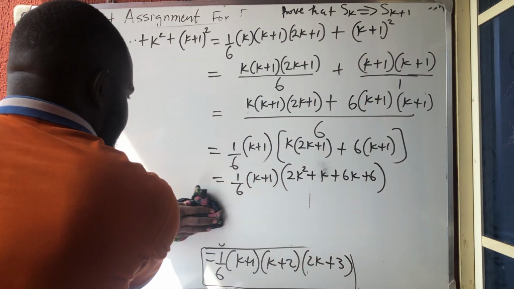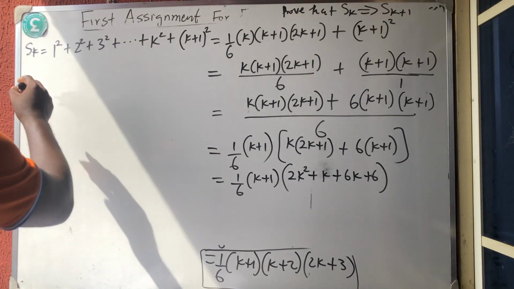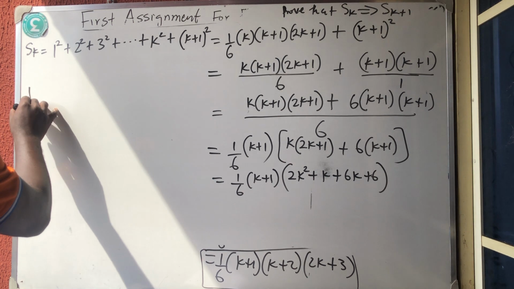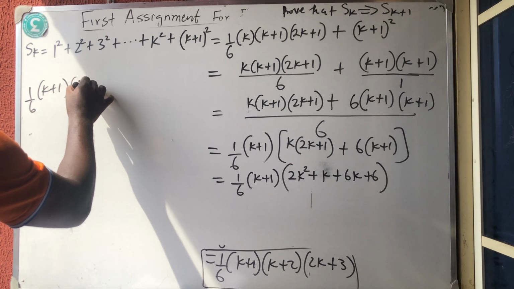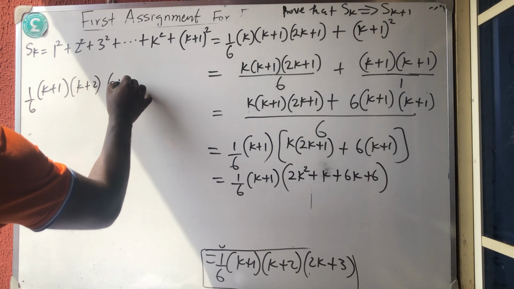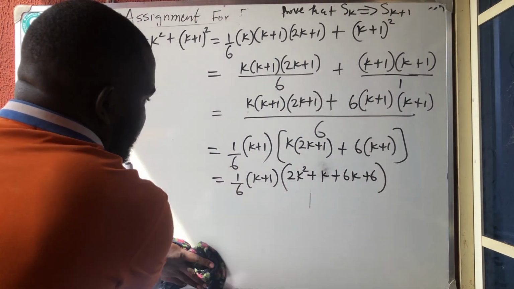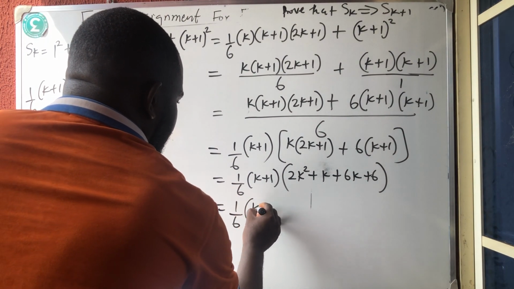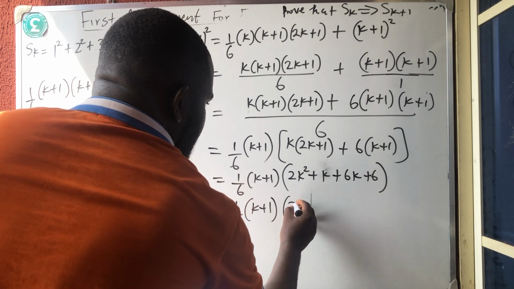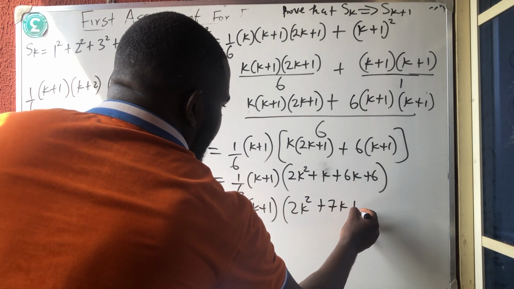So let me write this thing out because this is what we intend to get. We intend to get 1 over 6 into k plus 1 into k plus 2 into 2k plus 3. So let us continue. We now have that this is equal to 1 over 6 bracket k plus 1 bracket 2k squared plus 7k plus 6.